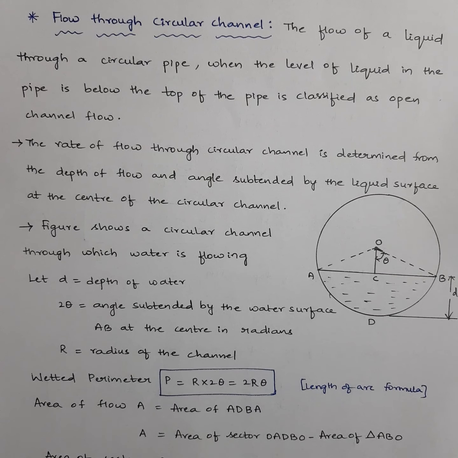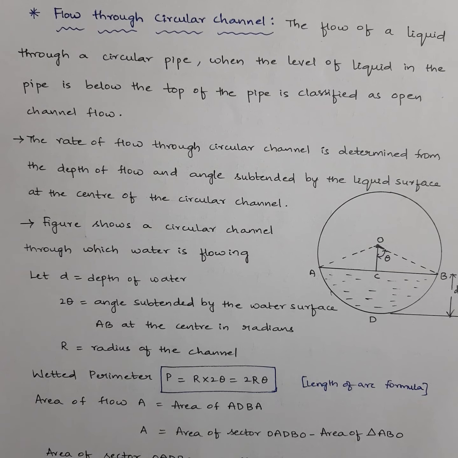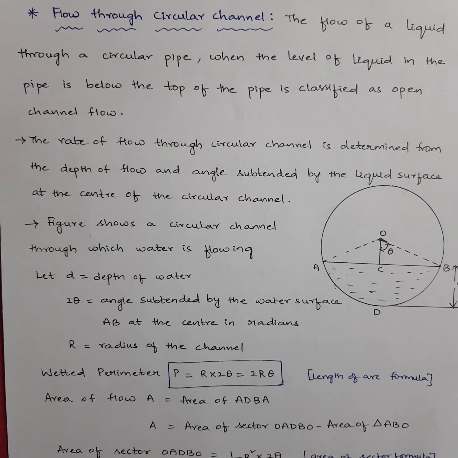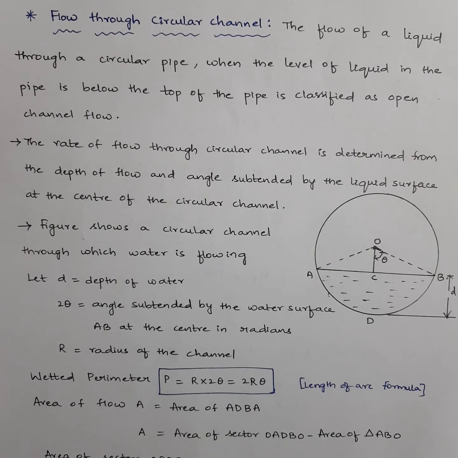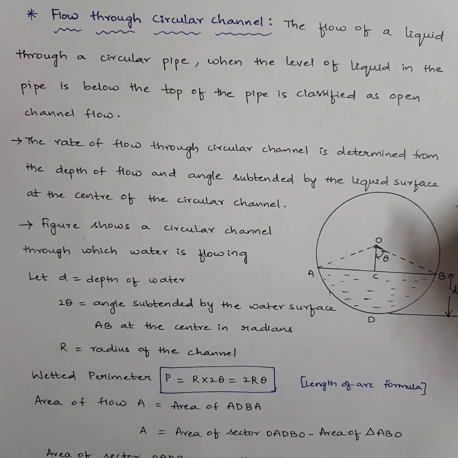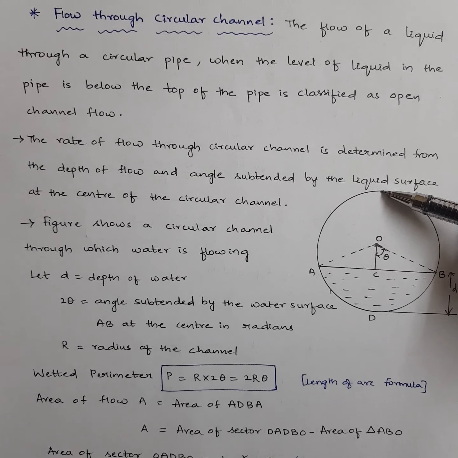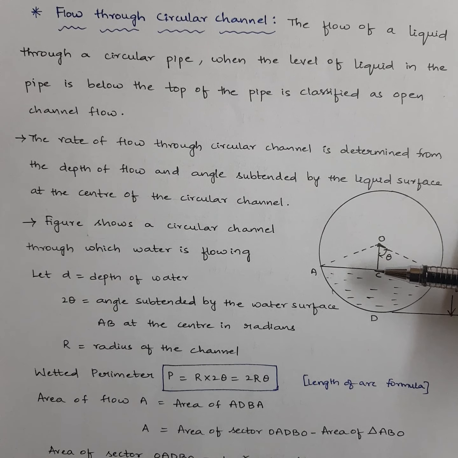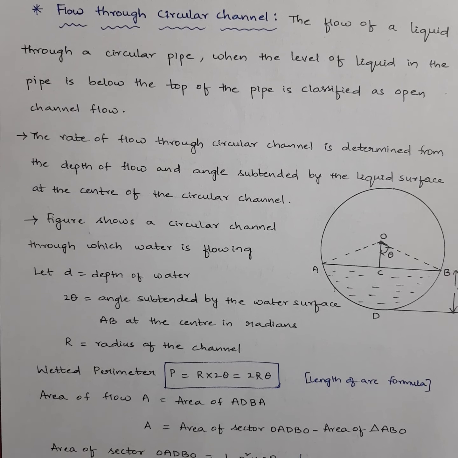When does our circular channel become an open channel? I already told you in my earlier videos. The circular channel becomes most economical when the level of water is below the top surface. The top surface of your circular channel is here, where my pointer is, and the level of water is here, so there is air here. So it can be considered an open channel.